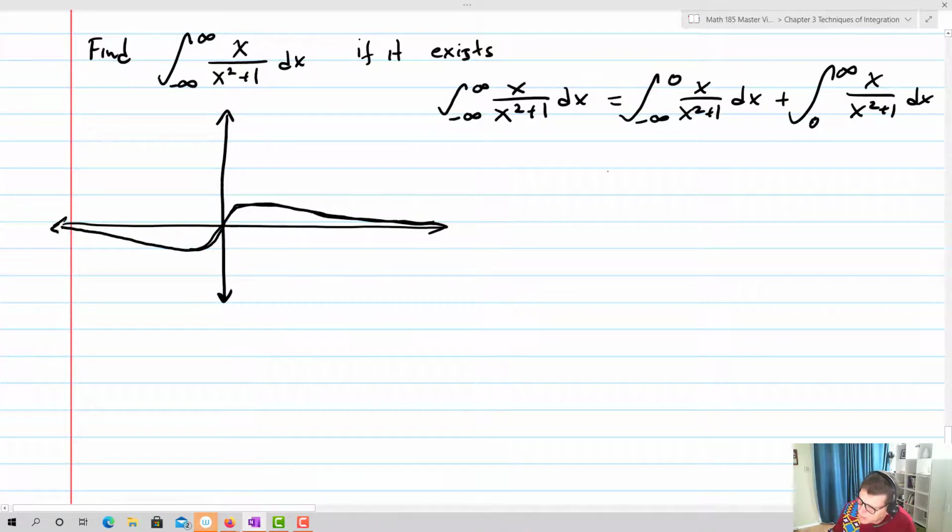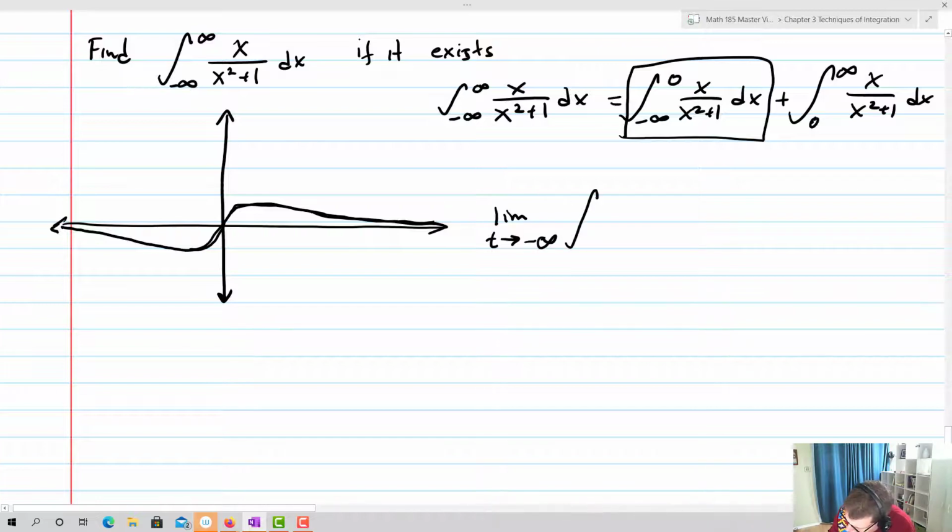Okay, now I'm going to do each one of these individually, one at a time. Right, I got a little ahead of myself just a moment ago. So this first one here is going to be the limit as t goes to negative infinity, excuse me, of the integral from t to 0 of x over x squared plus 1 dx.